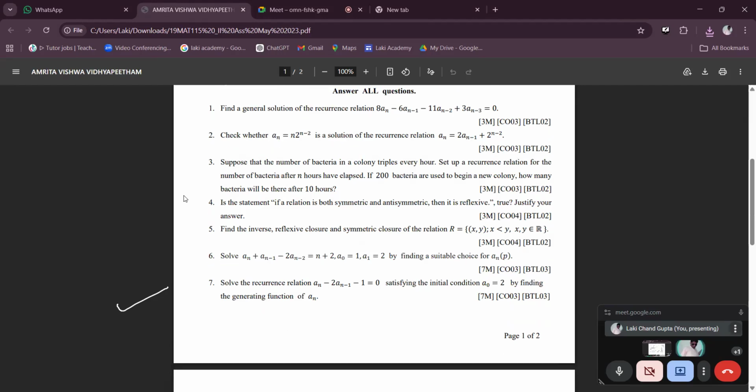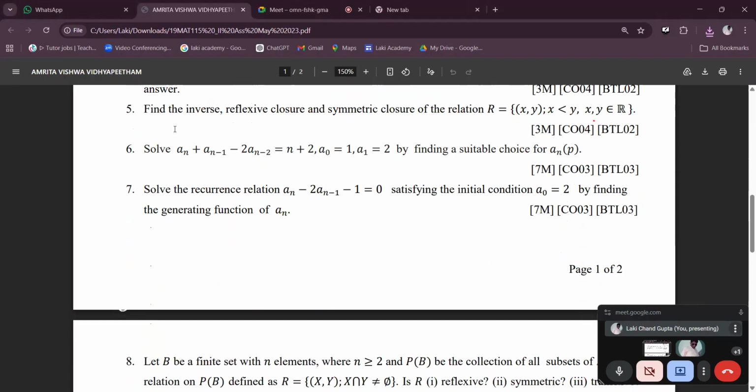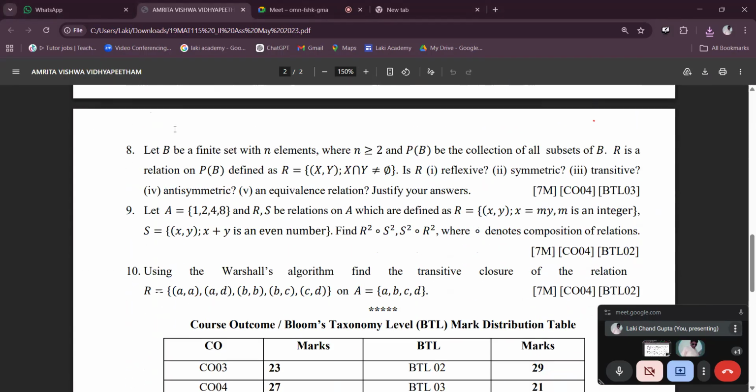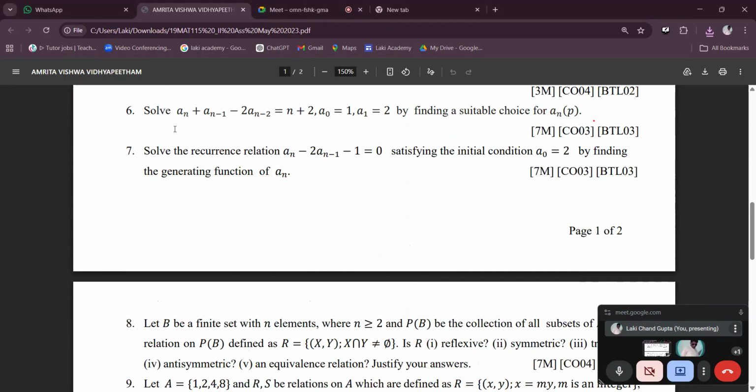So first, second, third are recurrence relation. This is recurrence. Seventh is also recurrence. तो इसमें तो सब रिलेशन का ही क्वेश्चन दिया है.